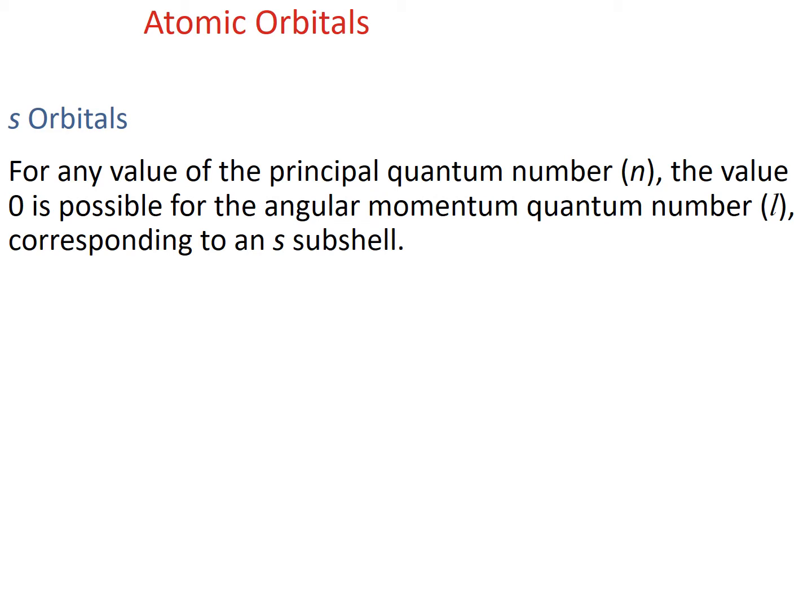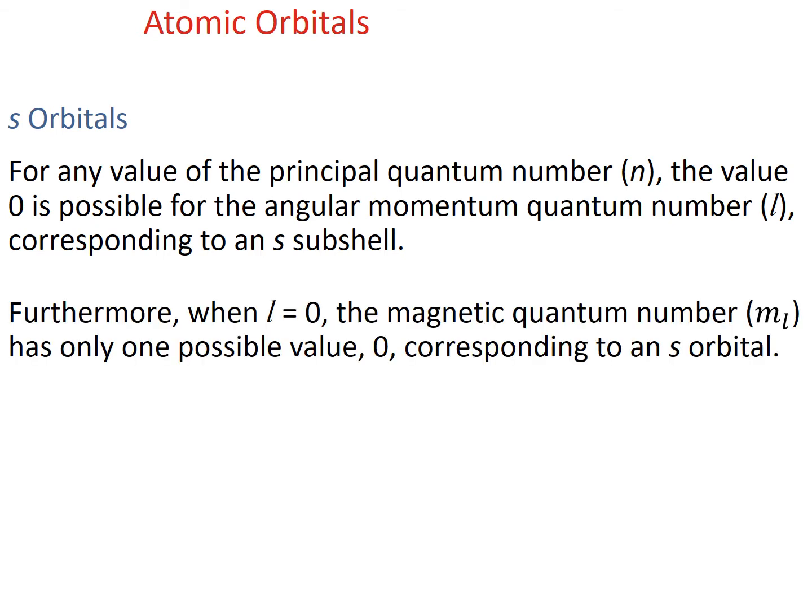So the s orbital, if we have any value for the principal quantum number, which we recall was n, value 0 is always possible for the angular momentum, which is L, and that is the s subshell. So all that means is that we can have any integer value for n, and that is a valid principal quantum number if you have an s orbital. So when L equals 0, that means the magnetic quantum number m sub L has only one value, and that's 0. So that L equals 0 is what corresponds to an s orbital.